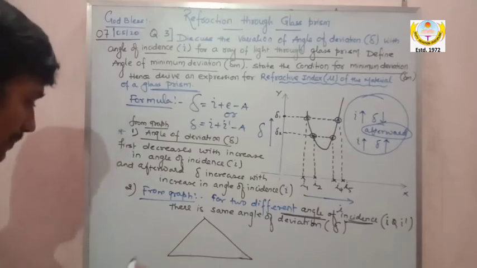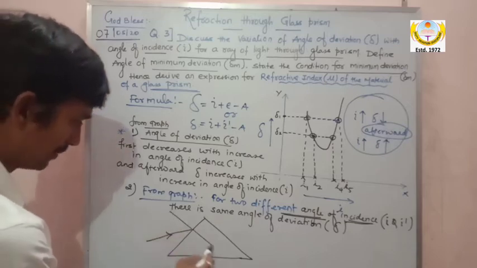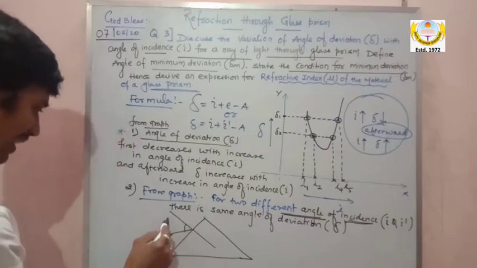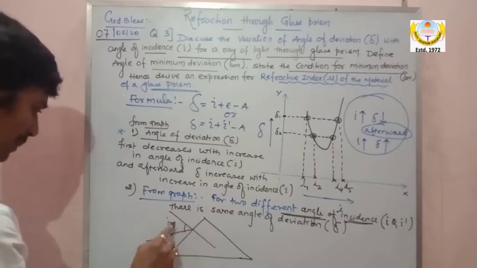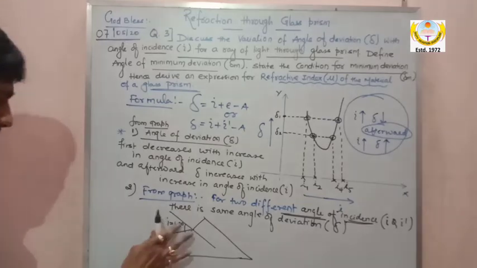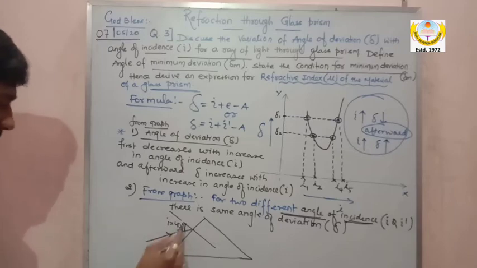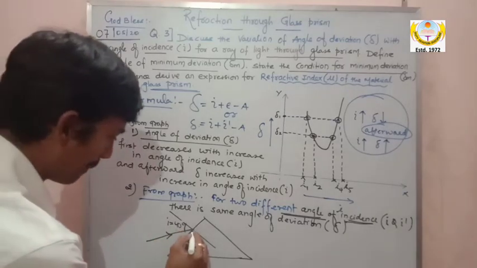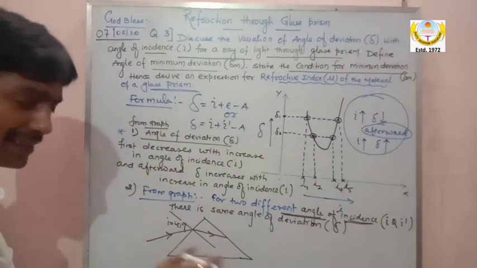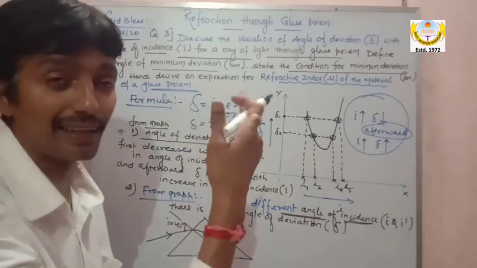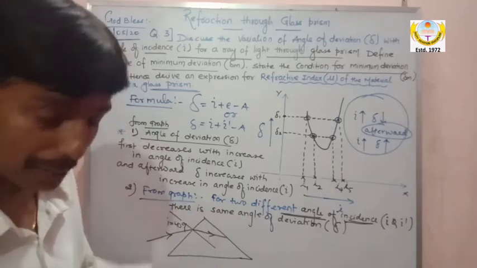For example, my dear, this is the incident ray. This is the normal. Let the incident angle here be 40 degree. Try to understand, children. I am taking an example also so that you will understand better. So let the angle of incidence be 40 degree. It will be bent towards the base of the prism like this. Unless it is the condition for minimum deviation, where there is a parallel refracted ray, it is bent towards the base of the prism.